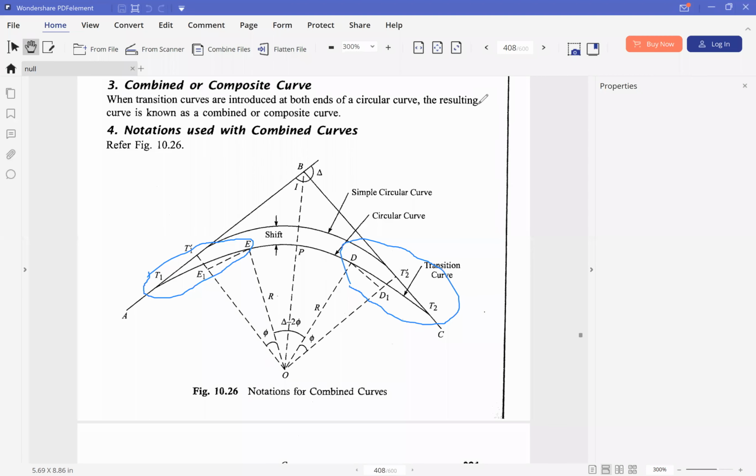This is called the second transition curve. And this point, this ED, this is called the circular curve. This is the simple circular curve. Now, T1 is the starting point of the combined curve and T2 is the ending point. You can also say that T1 is the starting point of the transition curve and E is the first junction point. That is where the first transition curve ends and the circular curve begins.